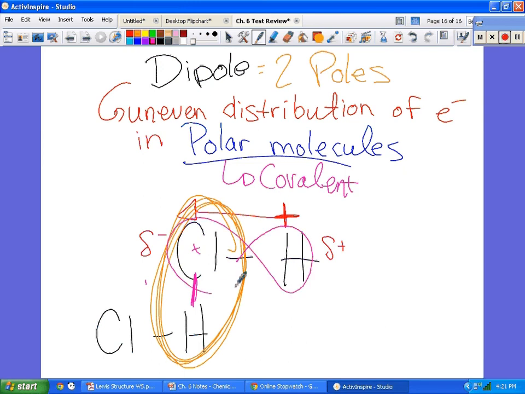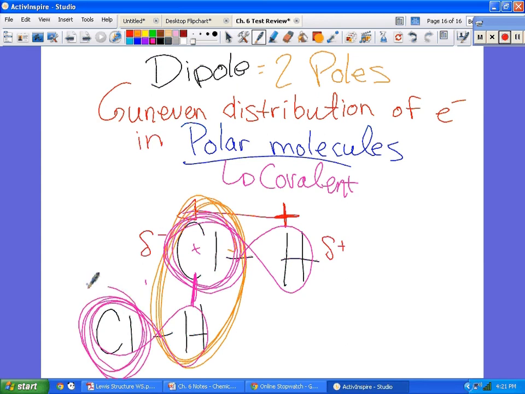Correct? How do I know? Because it's closer to fluorine, essentially. Okay? Down here. Agreed? All right. This chlorine is slightly negative, right? So if that chlorine's slightly negative, then what is this one? So what does that make hydrogen? What do positives and negatives do? Attract. That attraction comes in right there.